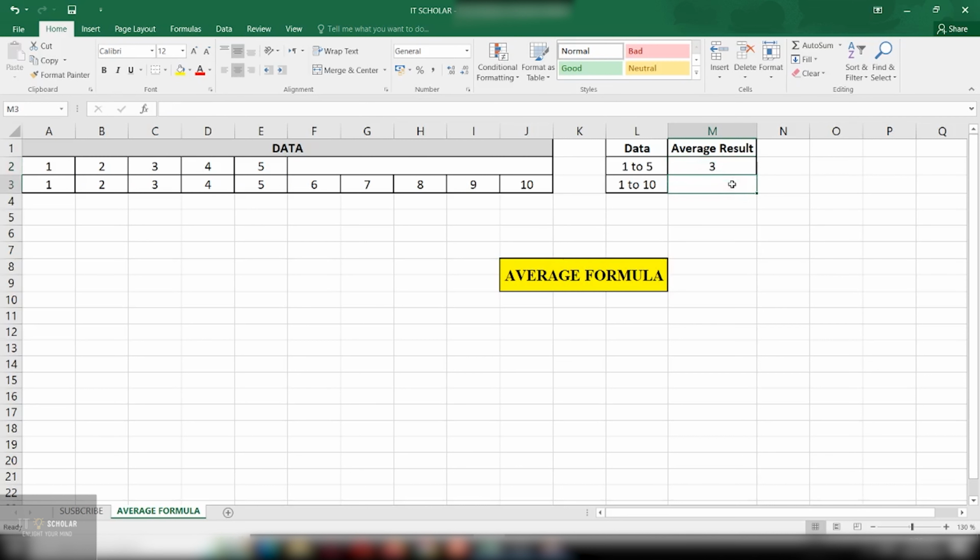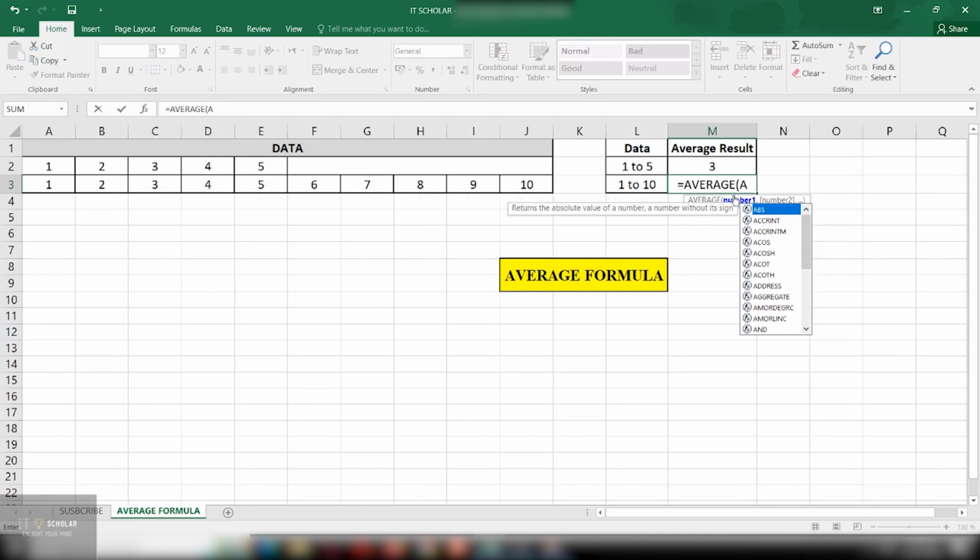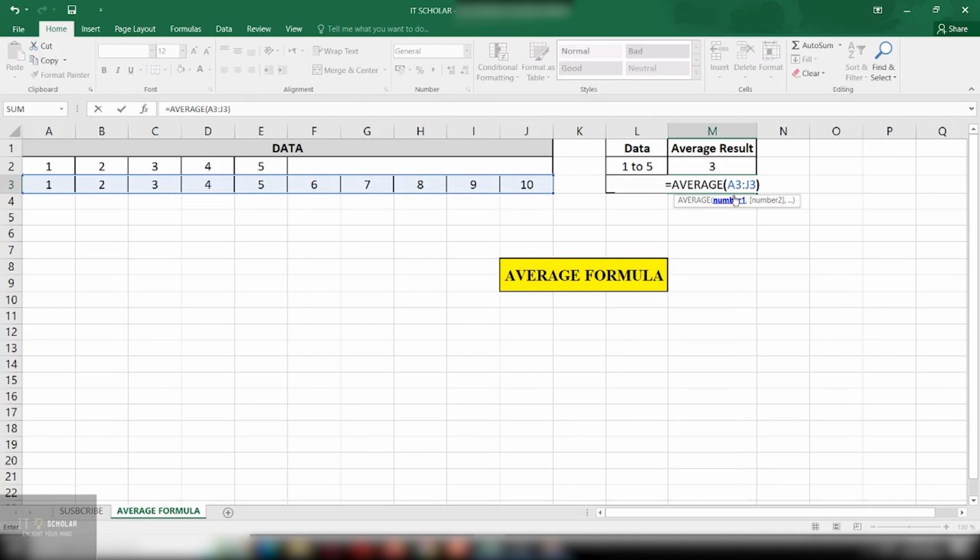Let's try with another series. If we calculate this, we will get the answer 5.5. Let's see how the formula works. Is equal to sign, average, bracket open, A3, semicolon, J3, bracket over, enter. The answer is 5.5 as per our calculations.